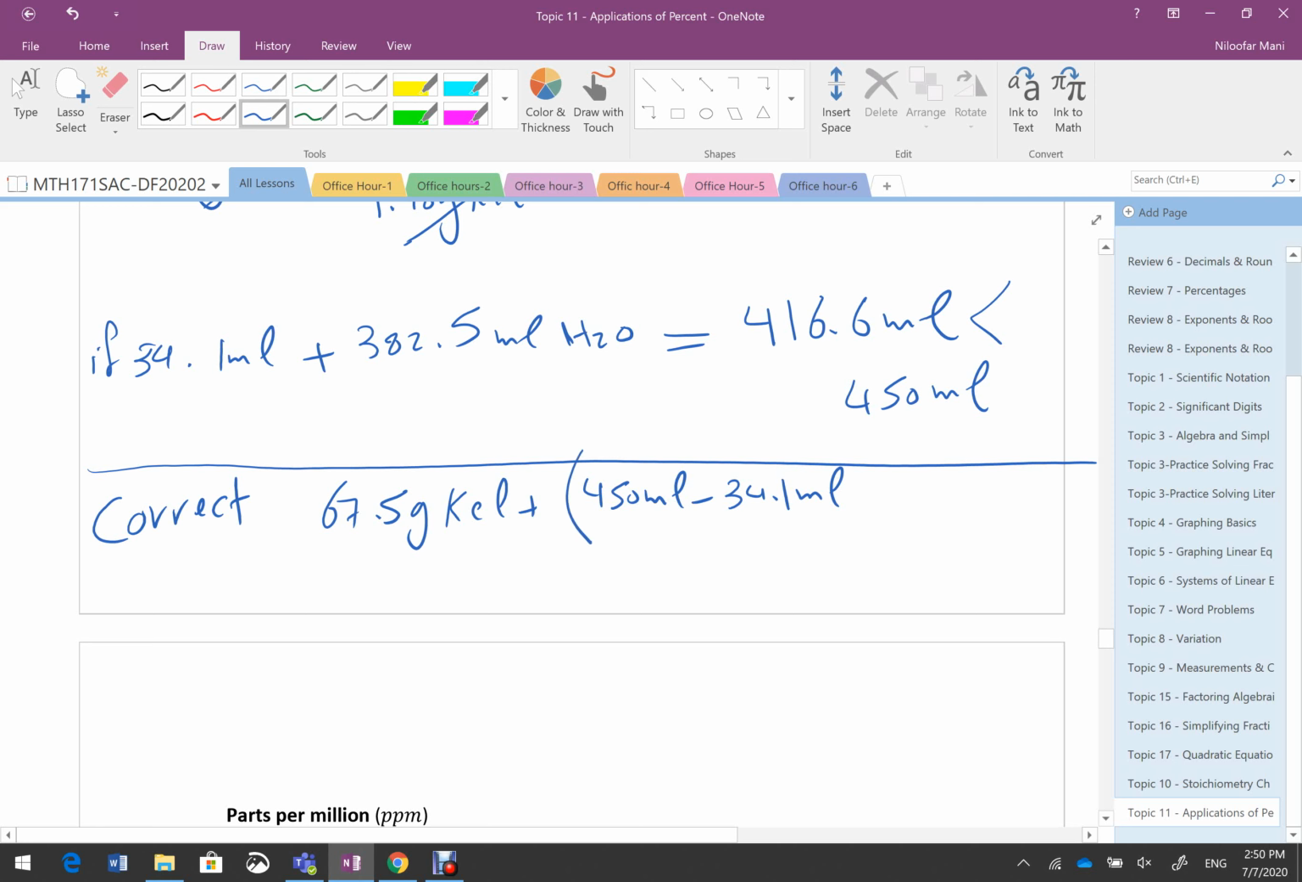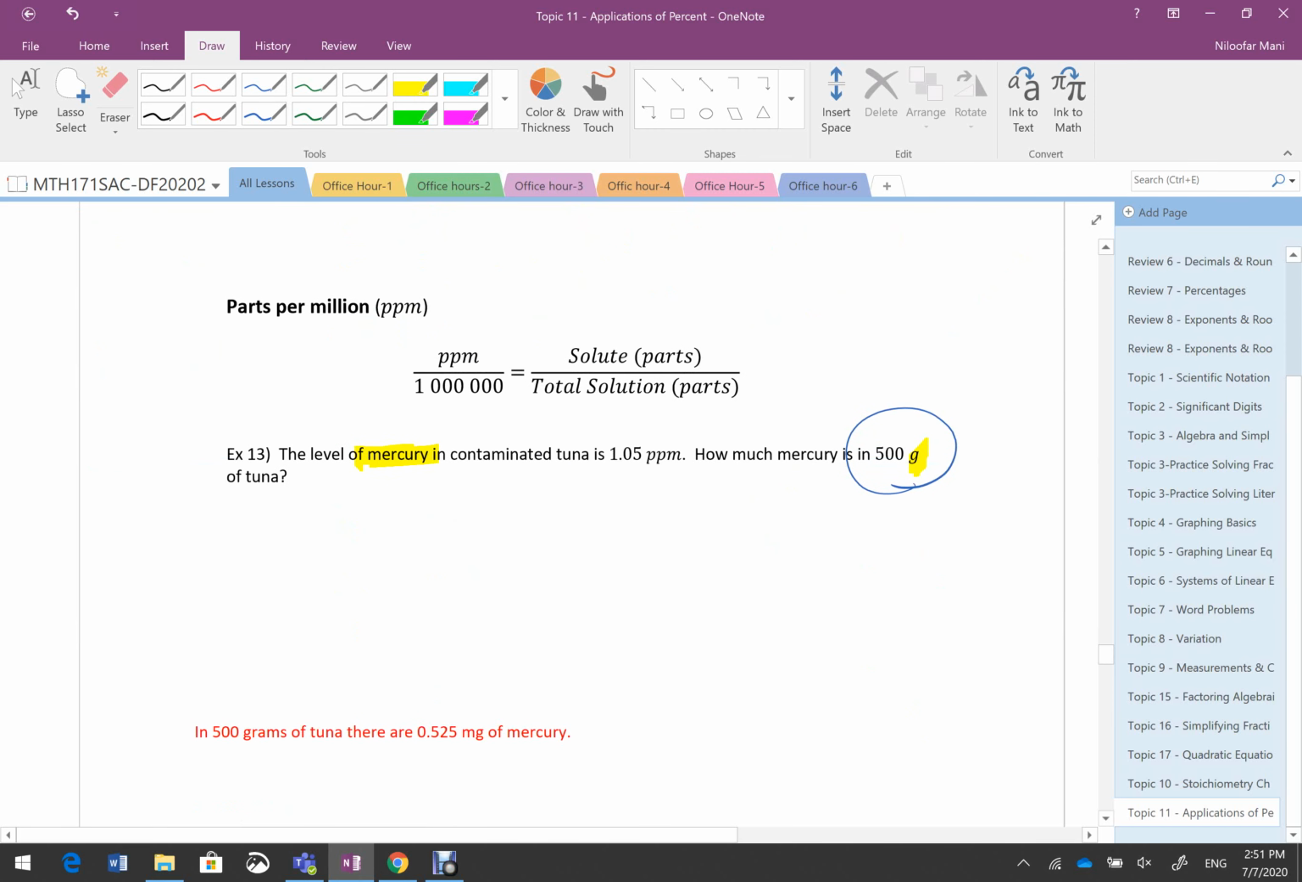So this milliliter, this together, is 67.5 gram KCl plus 415.9 milliliter water. Okay, and then let me see, am I right here? 450 minus 34.1. Yes, water. And then this is done. Okay, the next, part per million.